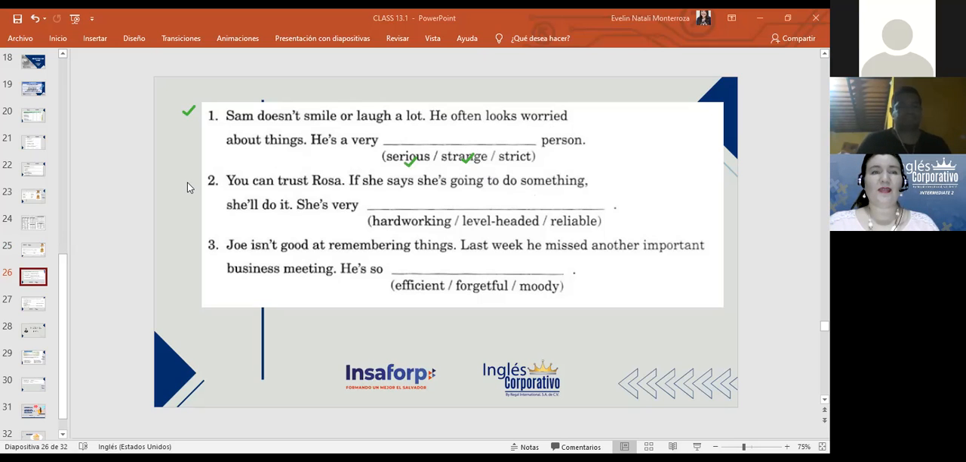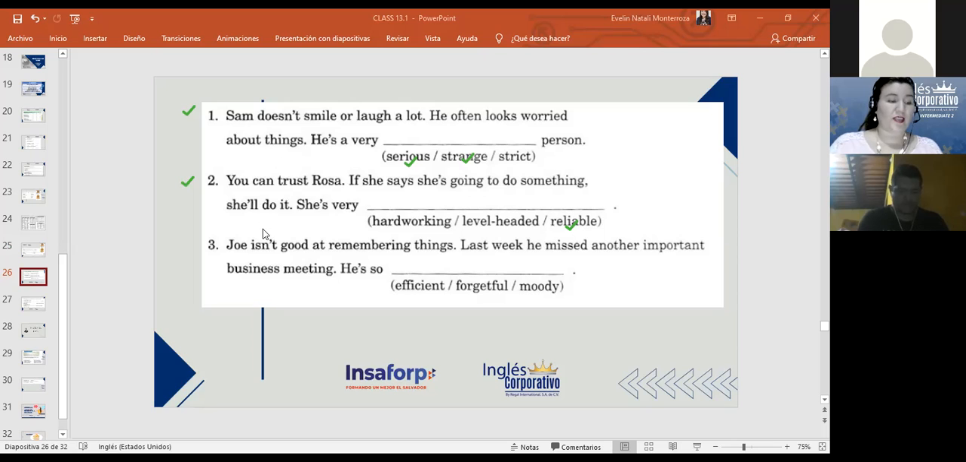Who can help me to read number two? Ana Romero, go ahead. You can trust Rosa, if she says she's going to do something, she'll do it. She is very reliable, right? She's very reliable. Because if she's going to do something, she does it. Good, very good. The next one.